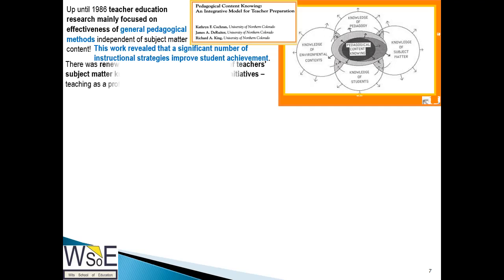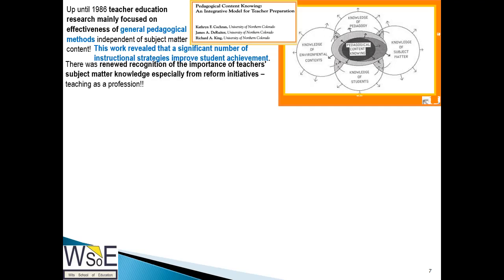Now, up until about 1986, teacher education research focused mainly on general pedagogical methods, and it was independent of subject matter. So, for example, questioning techniques or classroom management skills, how did they shape the effectiveness of learning, and so on. This work revealed that a significant number of instructional strategies do improve student achievement. So there's research-based evidence to say which instructional strategies actually help improve student achievement.